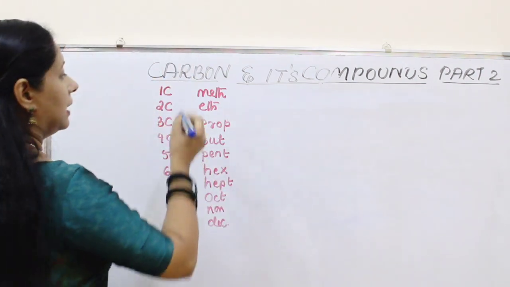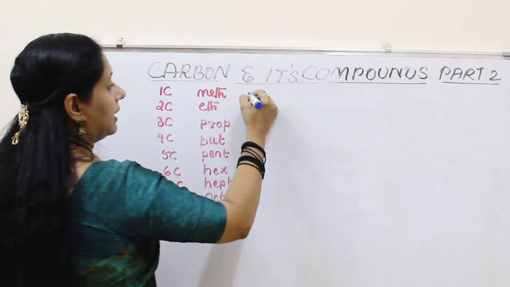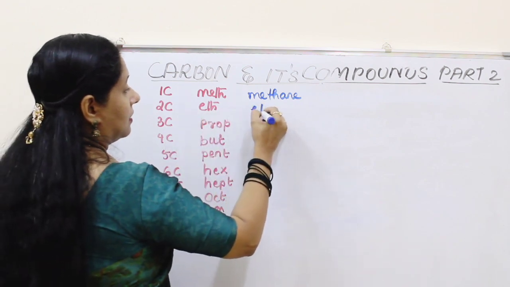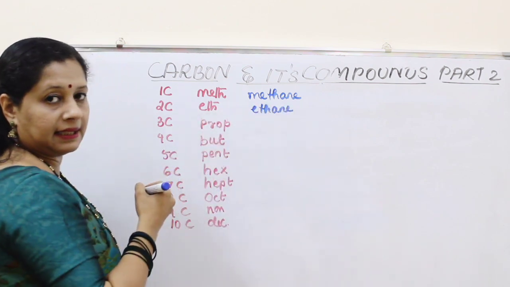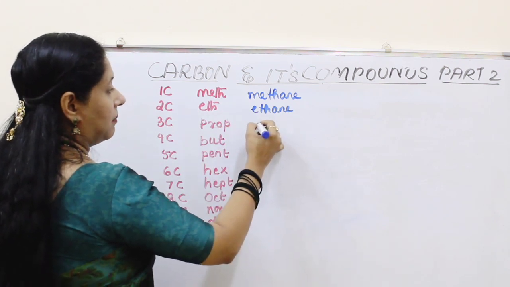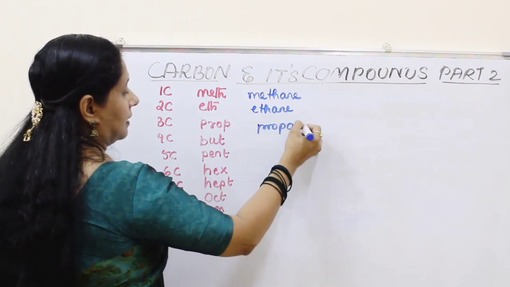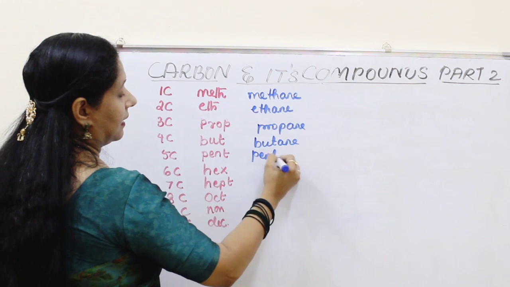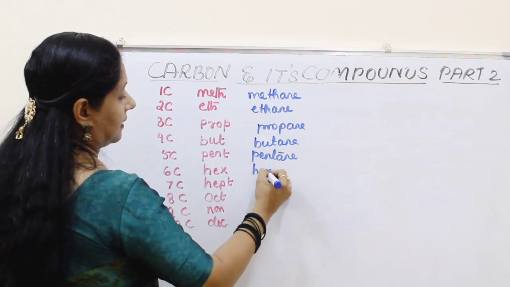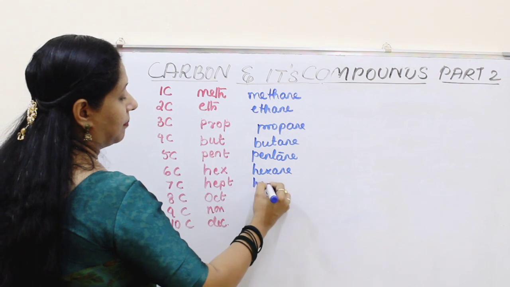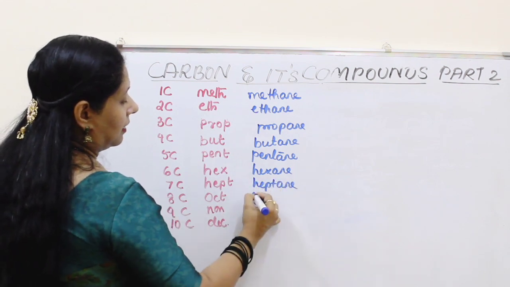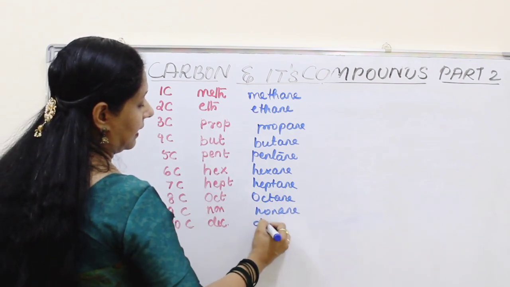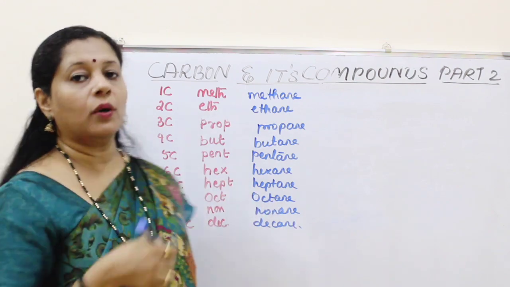Okay, so if it is only a single bond, alkane, what will it become? Its name is methane, right? If it is 2 carbons and single bond, ethane. If 3 carbons are bonded by single bond, propane. 4 carbons, butane. 5 carbons, pentane. 6 carbons, hexane. 7th carbon, heptane. 8th carbon, octane. 9, nonane. And 10, decane.